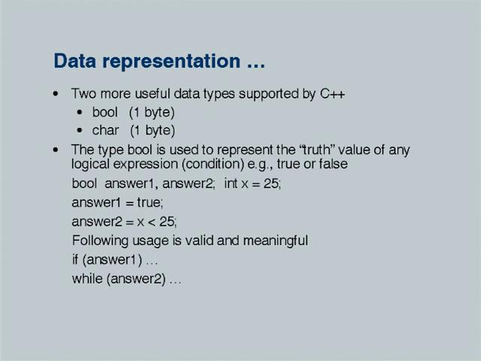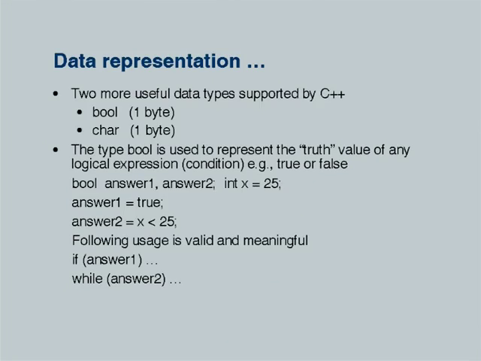In the same way, let me describe that there are two useful data types which are supported by C++. Each occupies one byte. One is called bool, which stands for boolean, and the other is called char, which is different from string. Char is a variable which contains a single byte, one byte only. The type bool is used to represent the truth value of our comparison. So logical comparison, remember, which results in true or false. Now this true or false can be kept as a value of a different data type called the boolean data type, or bool.